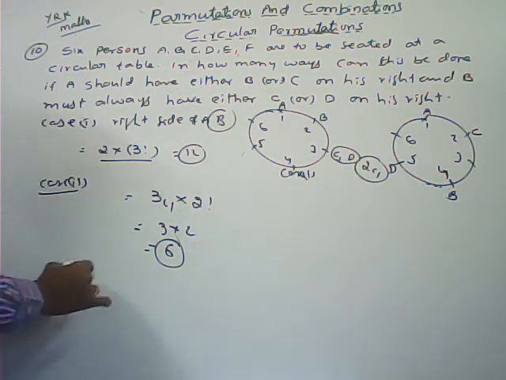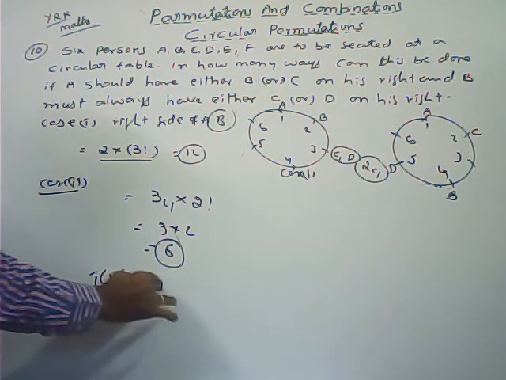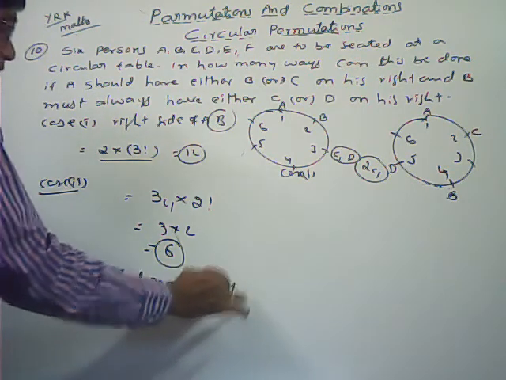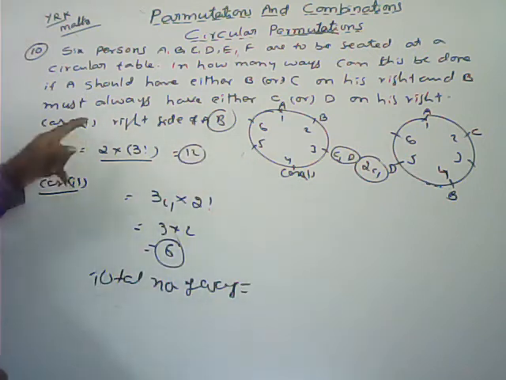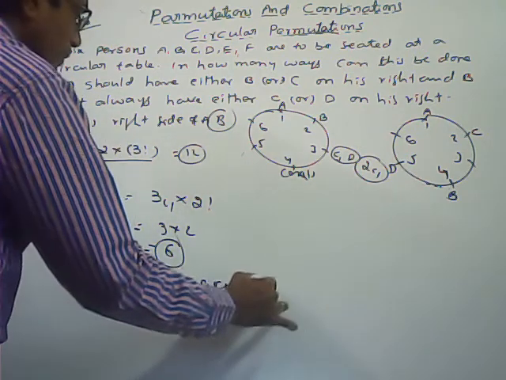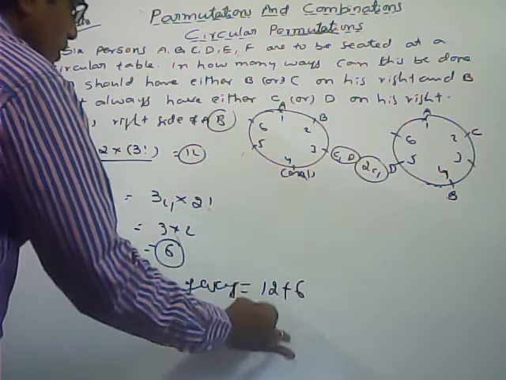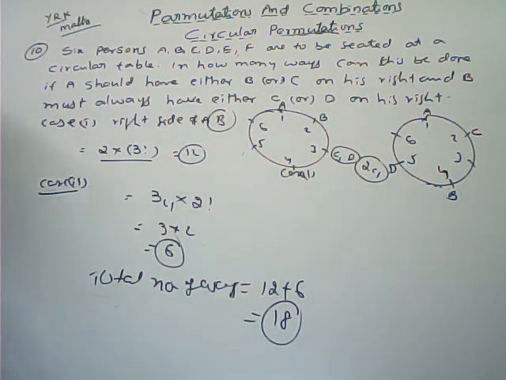Total number of ways: in the first case I got 12 arrangements, in the second case I got 6. Total number of arrangements is equal to 18. Thank you.